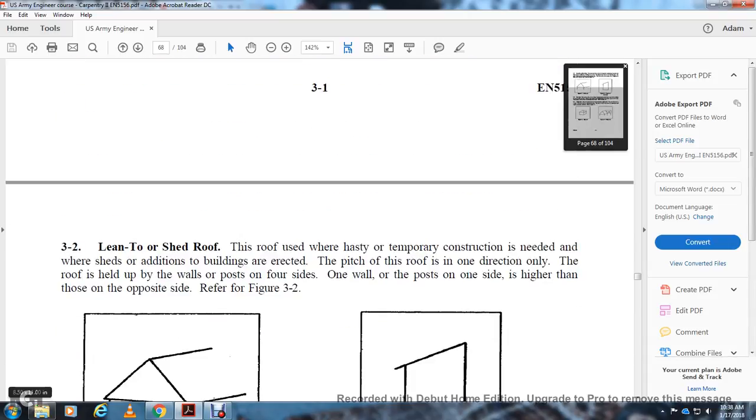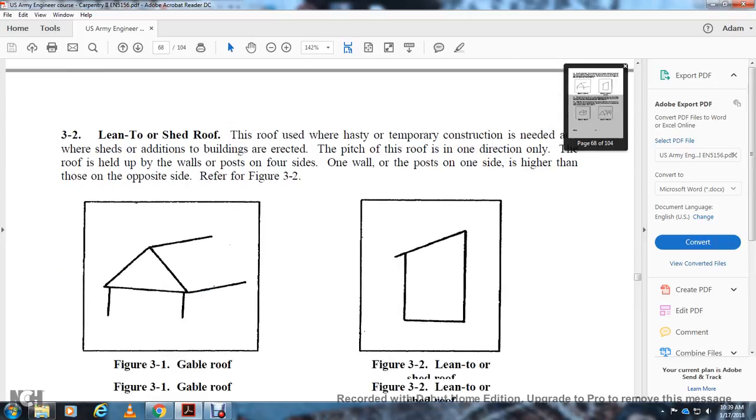Lean-to or shed roof. This roof is used with hasty, temporary construction. It is needed where sheds are added to a building or erected. The pitch of the roof is in one direction only. The roof is held up by the walls and posts on the four sides, with one wall or post on one side higher than the opposite side.